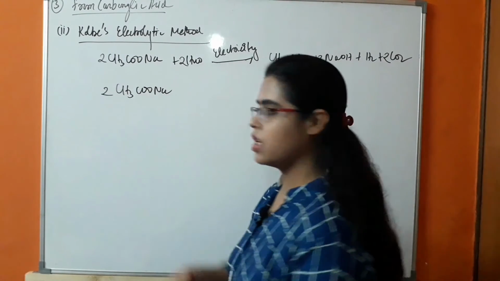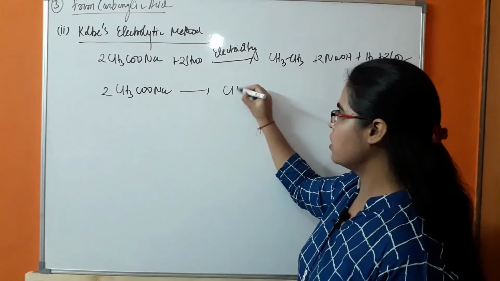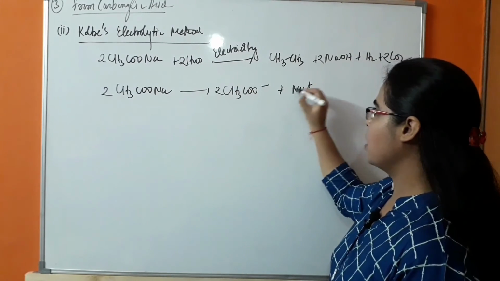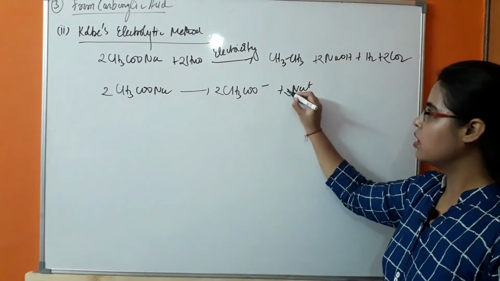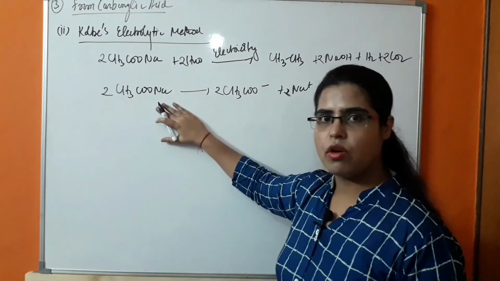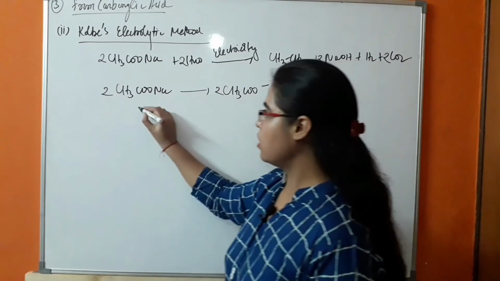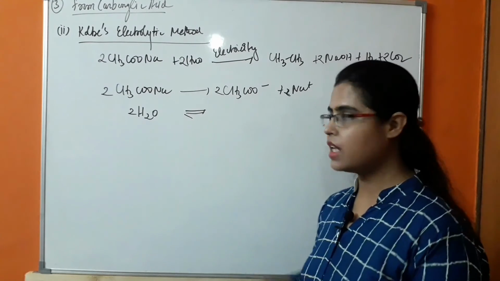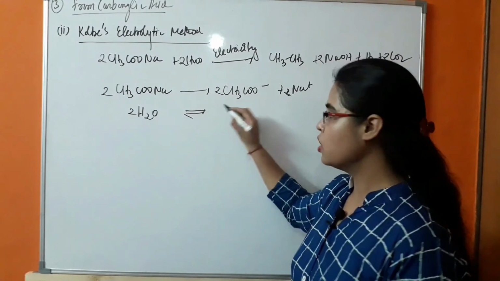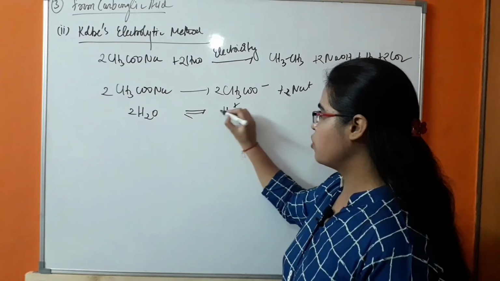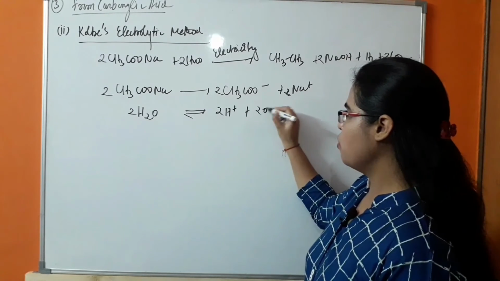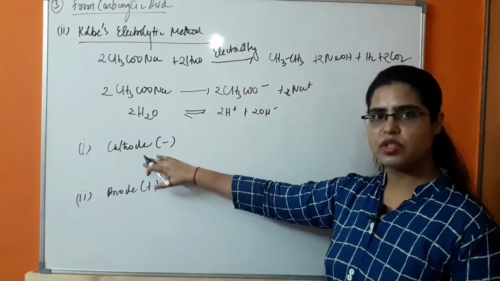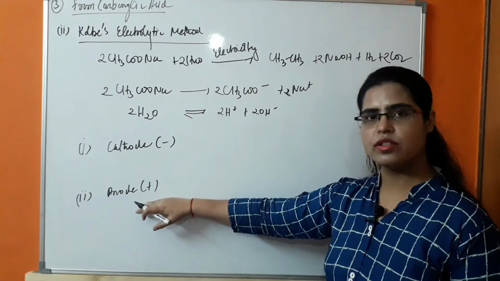CH3COONa, which is a strong salt, will dissociate into CH3COO minus and Na plus, two ions. And because of the presence of a strong salt in water, which is a neutral molecule, it will not dissociate completely; there will be a reversible reaction, so there will be formation of H plus and OH minus. So in the electrolytic apparatus there are two parts present, one is cathode and one is anode.